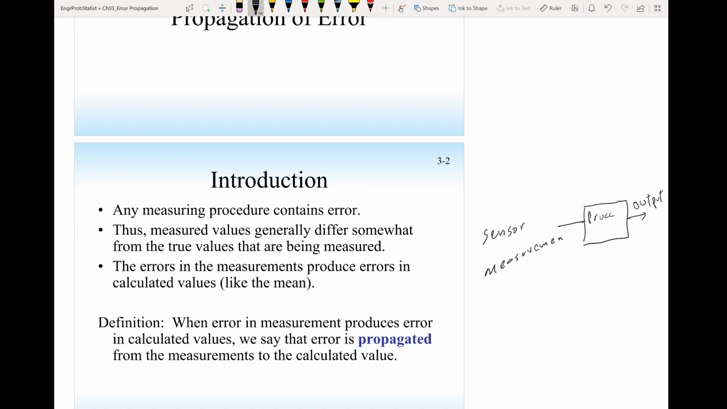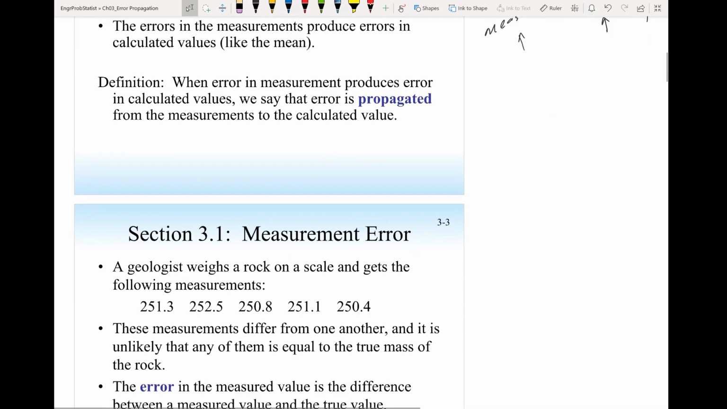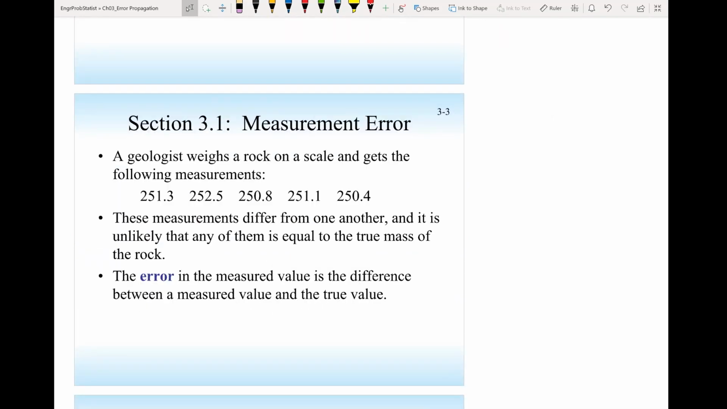If there is an error in the measurement, now the error is processed and propagated to the output. And that's the topic of today: how the error in the measurement is propagating through a calculation or through a processor to the output. Usually the measurement consists of many parts, but before we discuss what the errors in the measurement are, let's just take a simple example.